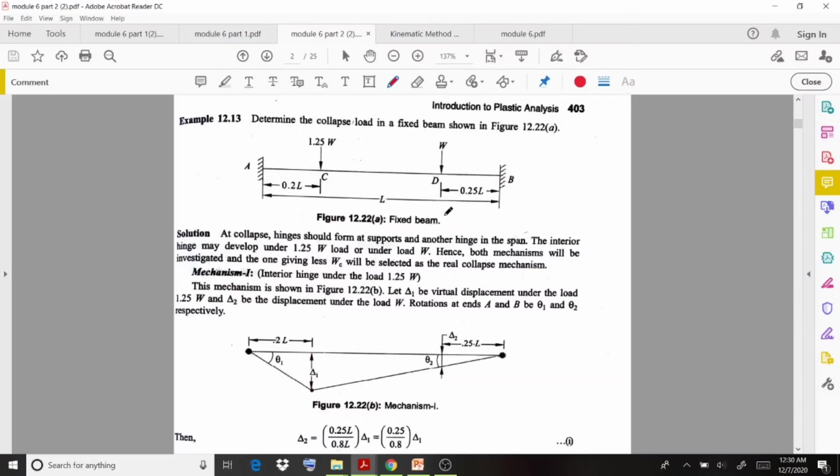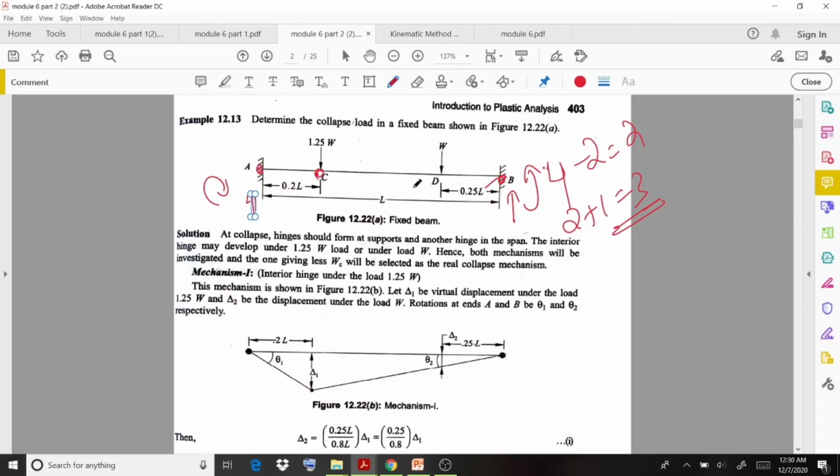Here you have to apply 2 mechanisms. First of all, you need to understand how many plastic hinges will form in this case. If you consider there is one reaction here, one reaction there, and a moment, the total number of reactions is 4. Then 4 minus 2 gives 2, then 2 plus 1 gives 3. So the number of hinges that will form in this case is going to be 3. We consider one condition or mechanism under this load, and another under the other load. So 2 cases we consider.